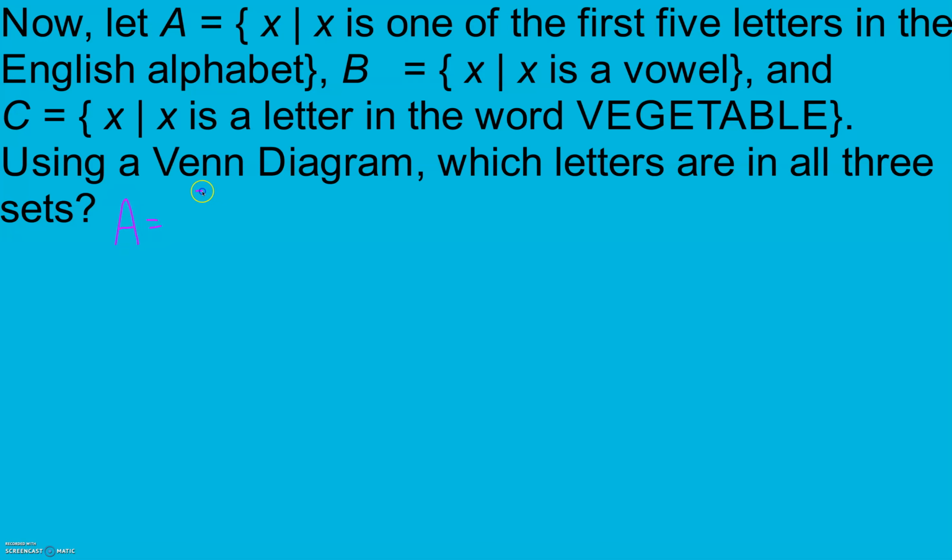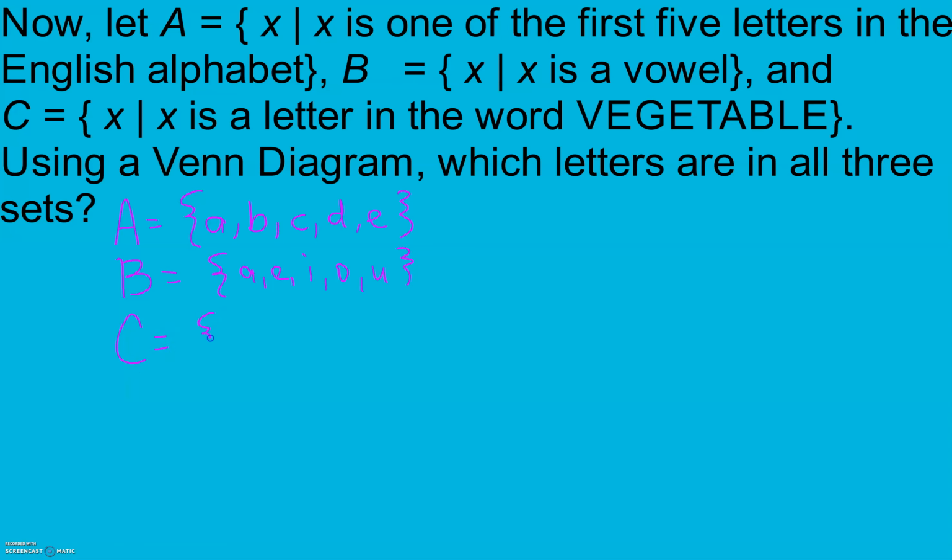Again, the first thing I'm going to do is list these out in roster form. Set A is one of the first 5 letters of the English alphabet. So I'm looking for A, B, C, D, or E. For set B, I want anything as long as it's a vowel. Any letter as long as it's a vowel. So here, A, E, I, O, U. Sometimes Y. If you put Y, that's okay. If you don't, that's okay.